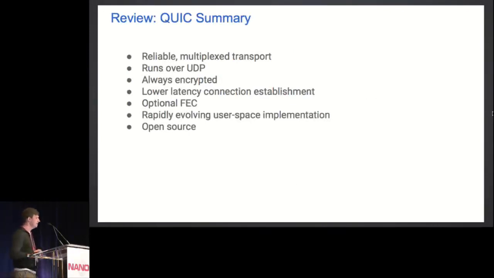So in review, it's reliable, it's multiplexed, it runs over UDP, it's always encrypted, has optional forward error correction, has a rapidly evolving implementation, and it's open source. But most importantly, the one thing I skipped over, of course, intentionally, was that it is designed to be lower latency for users. It's really designed to improve user experience, make it more reliable, faster, and just generally make the web work better.